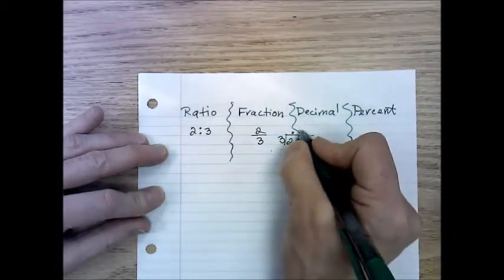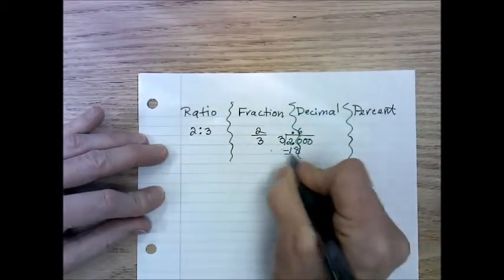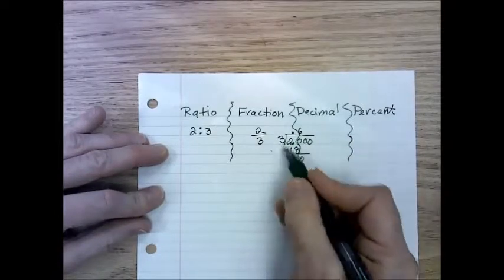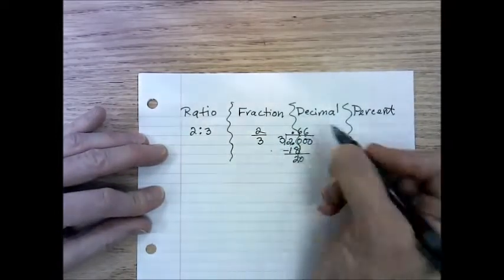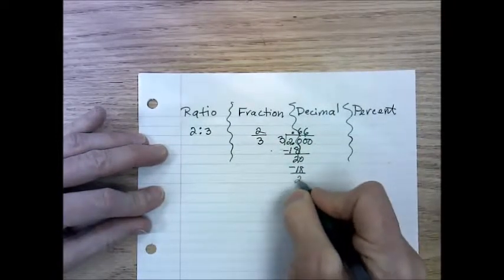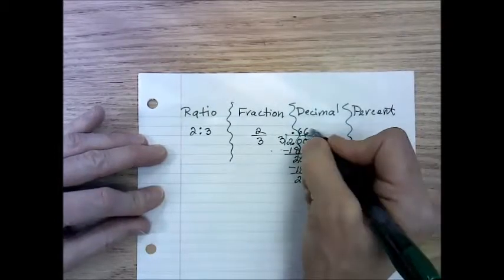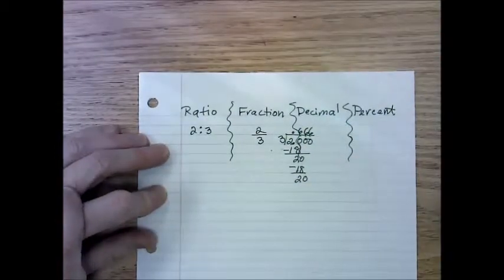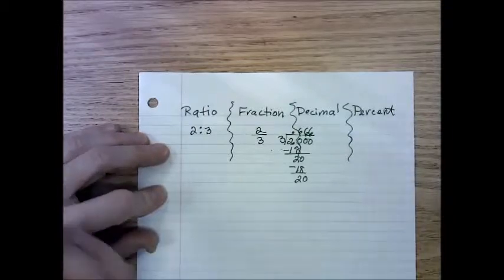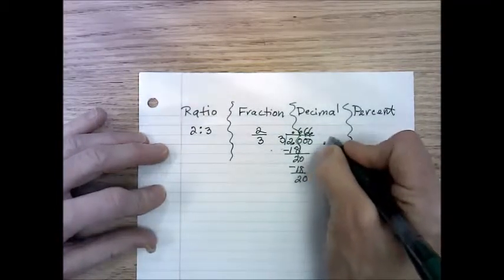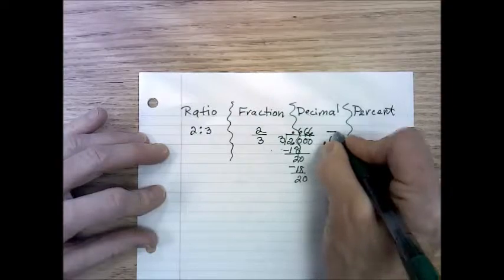3 goes into 20 6 times, which is 18. 3 goes into 20 again 6 times, which is 18. Another remainder. Bring down the next. So I've got this 0.666, which you remember is what we call a repeating decimal. So this would be 0.6 repeating.